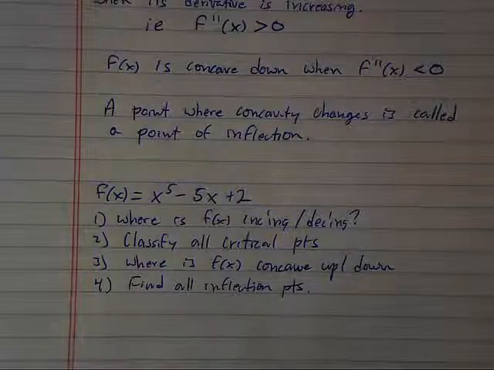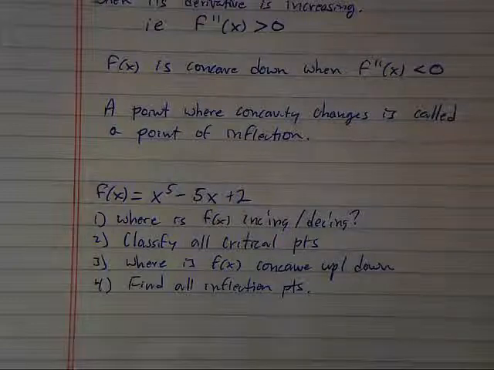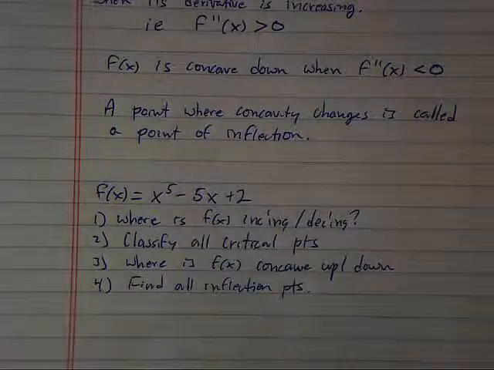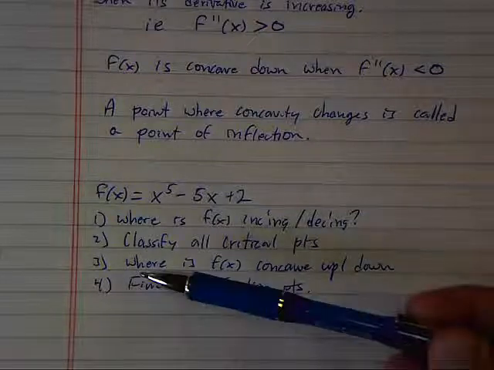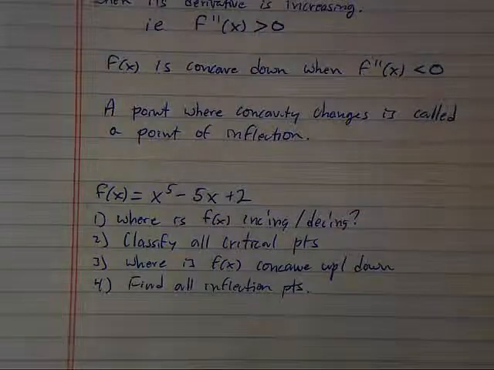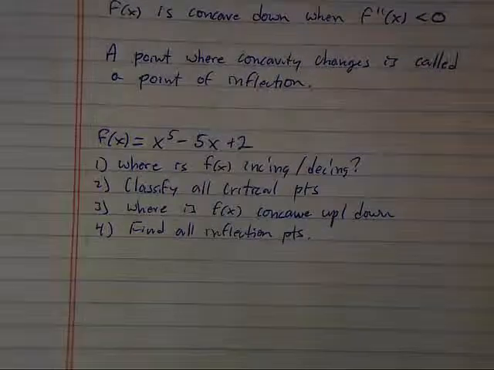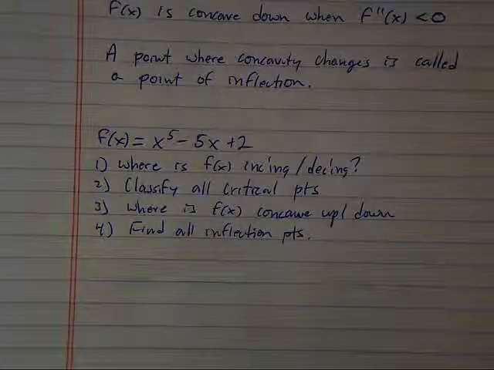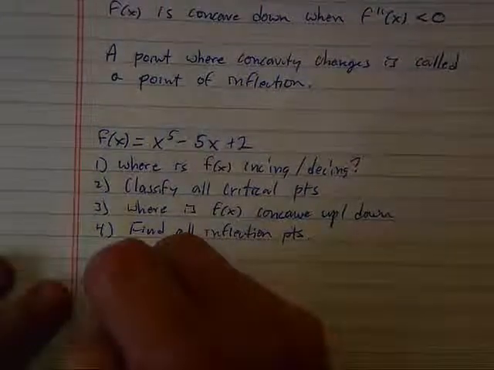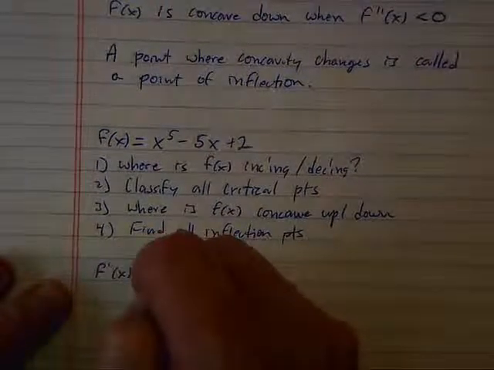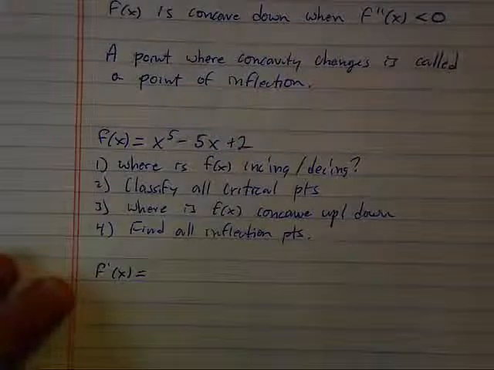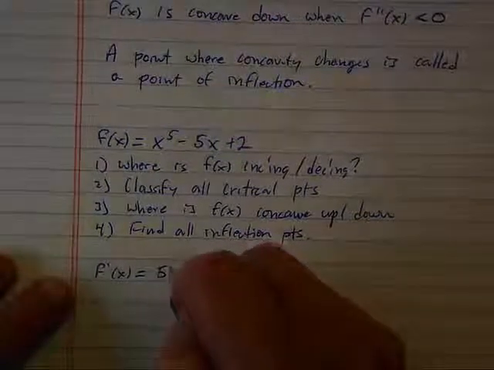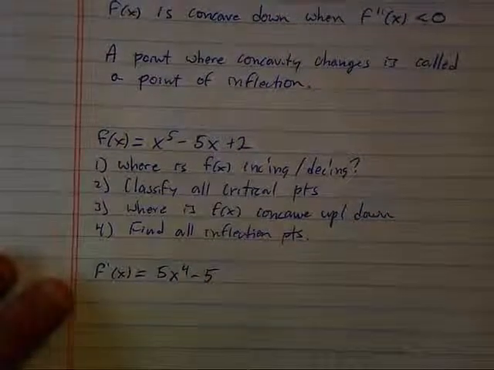So basically, in one problem, I can cover all of section 3.3 and all of section 3.4. Questions 1 and 2, that's what we did in section 3.3. 3 and 4, that's what we're doing today in 3.4. How do I find where f of x is increasing and decreasing? I find the derivative. So f prime of x is, what's the derivative? 5x to the 4th minus 5.